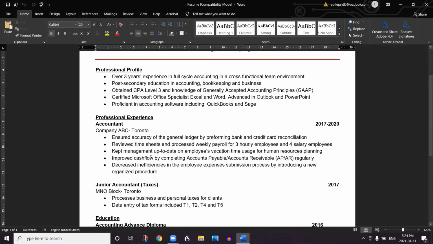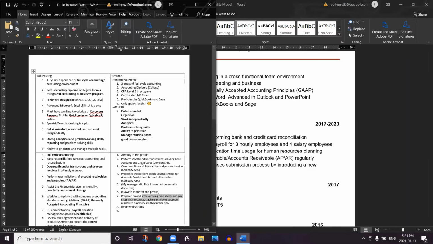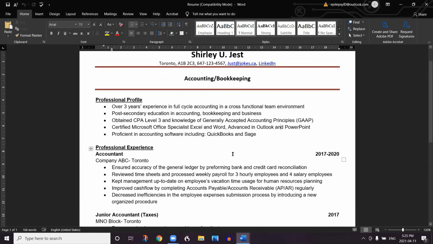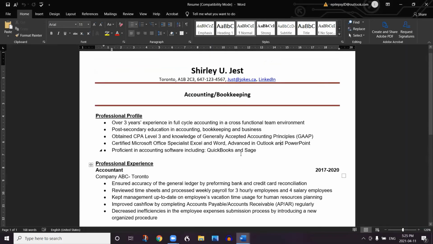We also did an outcome statement about accounts payable and receivable. So we talked a little bit about improved cash flow. And then this last line, we talked about decreasing inefficiencies in the employee expense submission process by introducing a new system. But we thought we would call it an organized system, and that way we actually integrated one of the soft skills that's listed here. So overall, we got some pretty good points. So just a quick summary of what we've done with this resume.